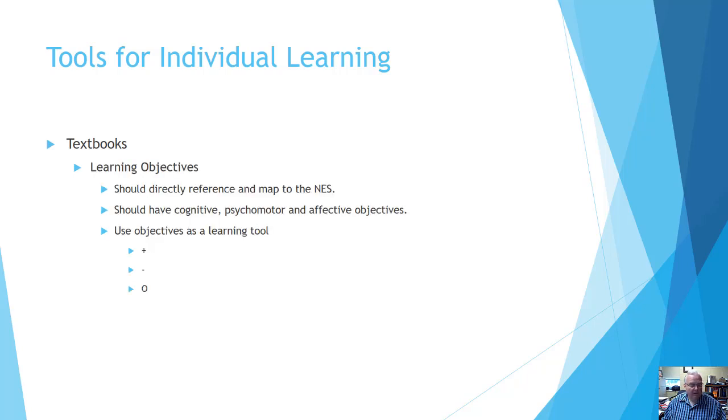Learning objectives are a key part of the textbook. They should directly reference and map to the National Education Standards. So you should be able to look at the objectives in the textbook and put the National Education Standards beside them. You should be able to directly map those objectives to a portion of the education standards. They should have cognitive, psychomotor, and affective objectives as well. And again, you may have to change, modify, add, or subtract objectives from the textbook. So again, it's important that you don't just take it at face value that I just need to teach from the textbook.